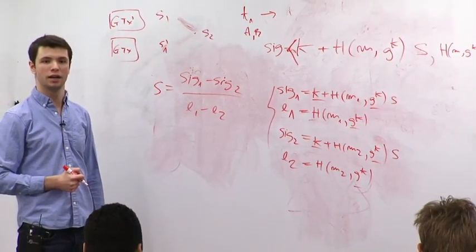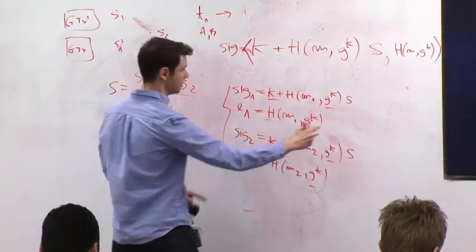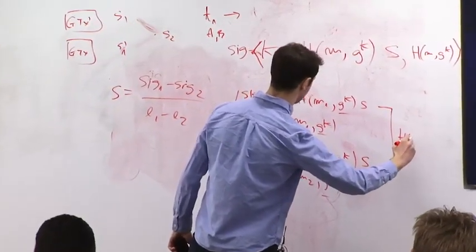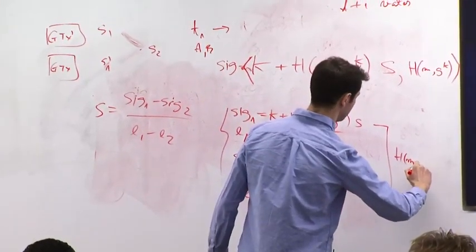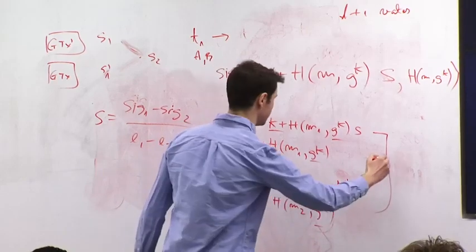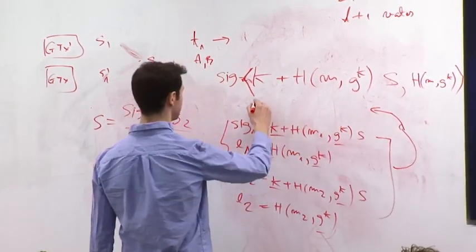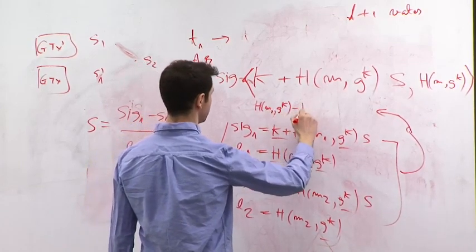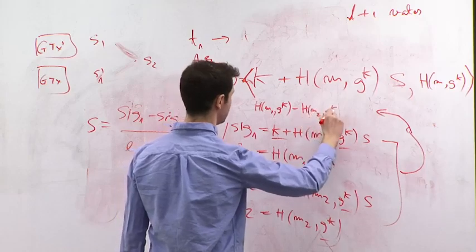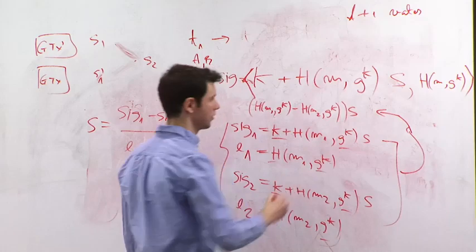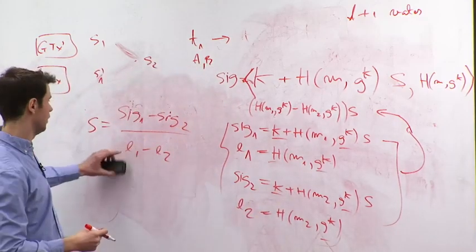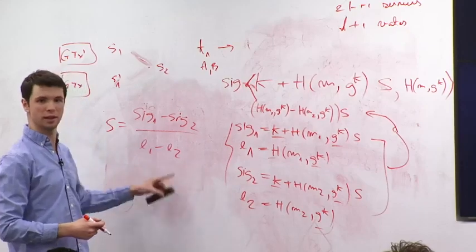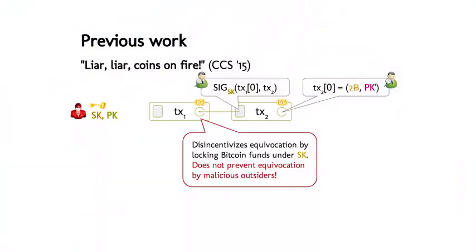See this? Because if I subtract this from this, I get H of M1, G to the K, minus H of M2, G to the K, times S. And now I take this in the denominator and I simplify and I get S. So it turns out that's kind of the trick that this work leverages, more or less.